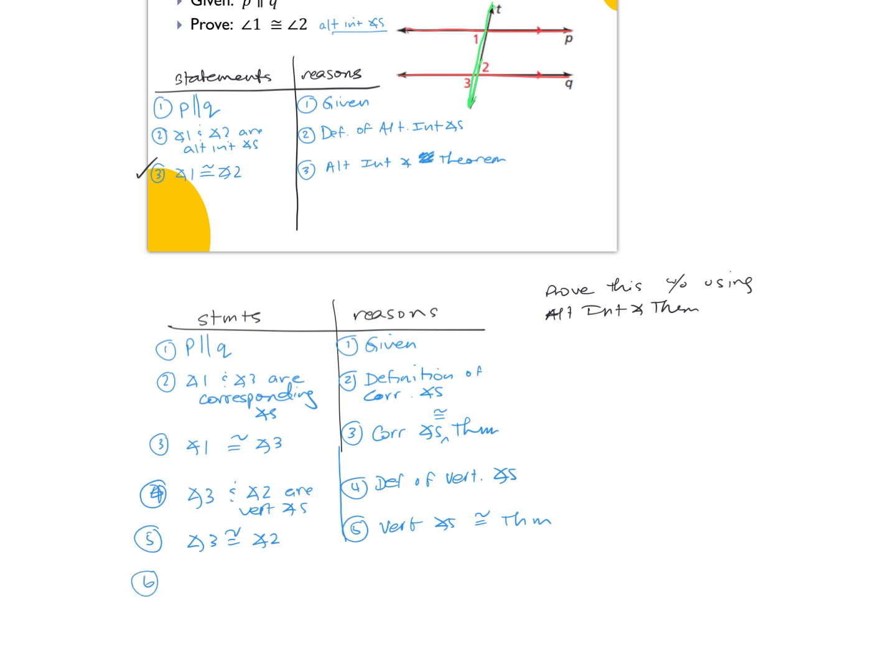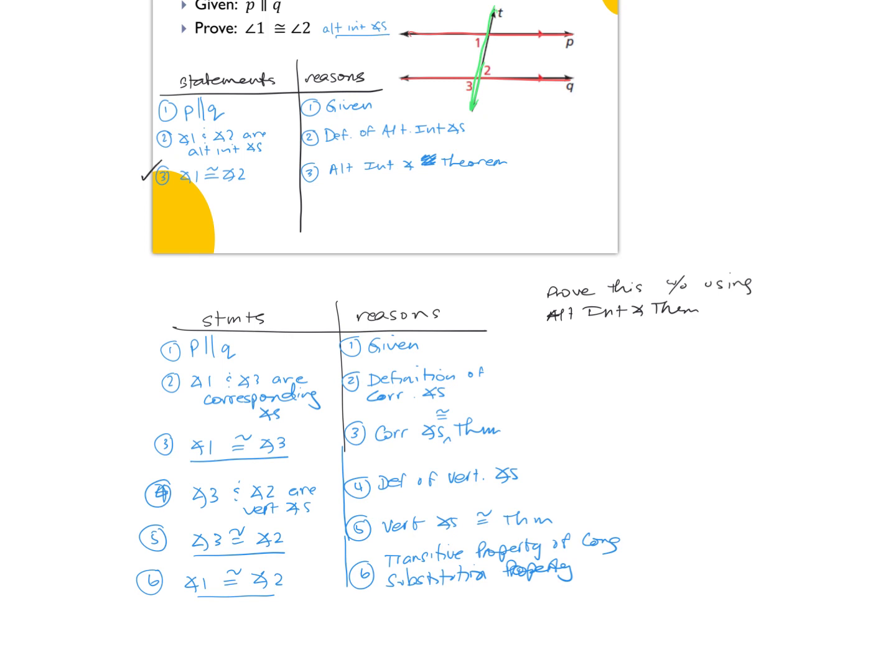So now for 6, I can say angle 1 is congruent to angle 2. And notice what I did here. I know that 1 is congruent to 3, 3 is congruent to 2, so 1 is congruent to 2. I could either use the transitive property of congruence, or I could have used the substitution property. Either one would have given me this. This took a little bit longer to prove because I had to go more roundabout.